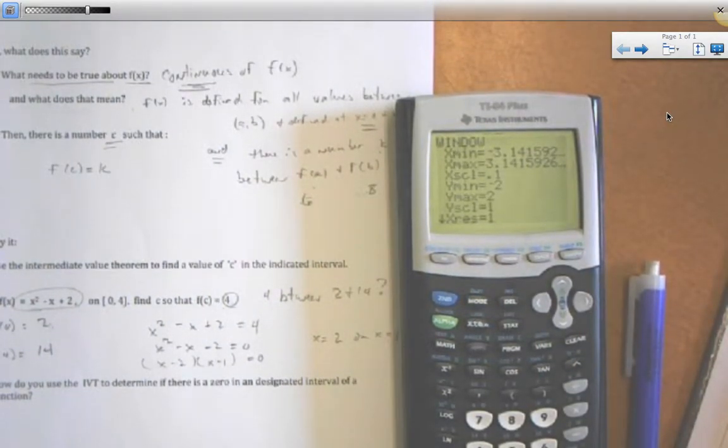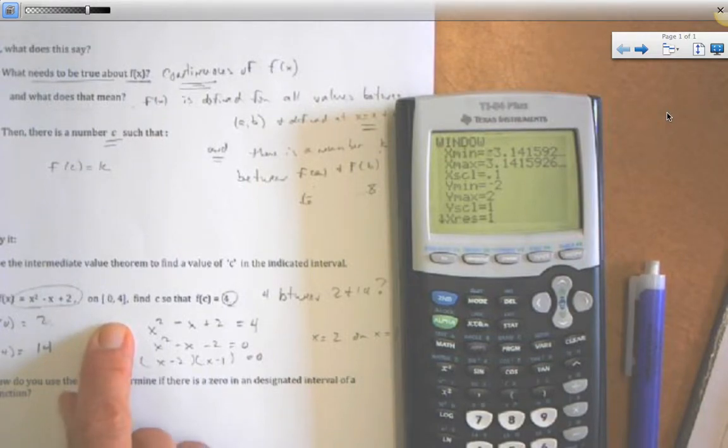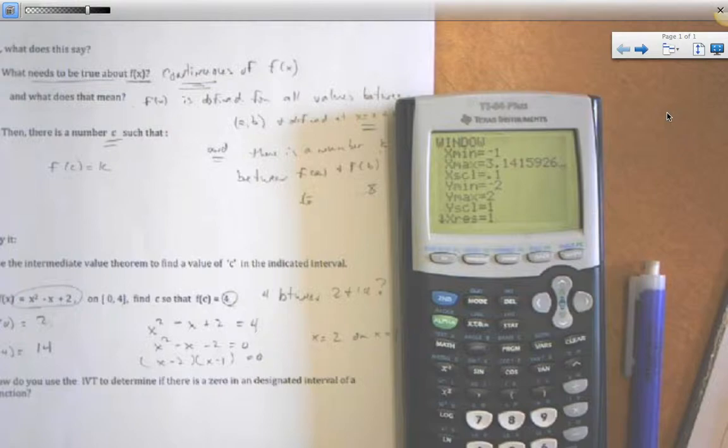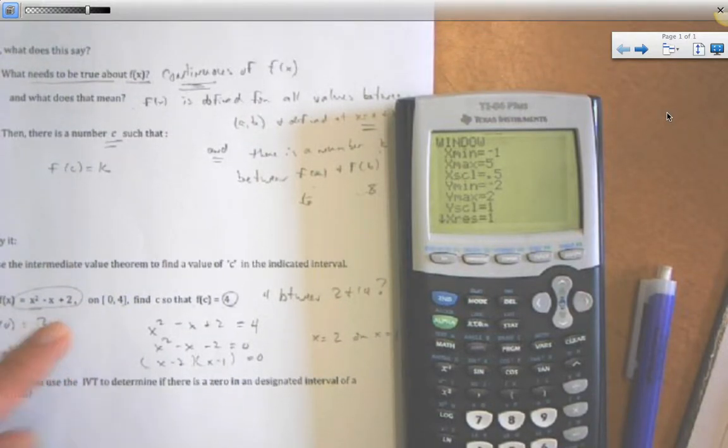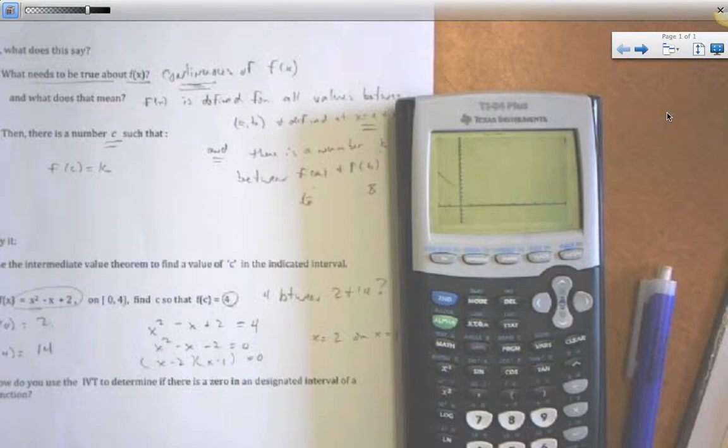Let's make it a nice window. We're only looking between 0 and 4, so let's let our x min be -1. Our x max be 5. Let's let our x scale be 0.5. All right, this is a function. This is a quadratic. Its y-intercept is 2, so let's let our y min be -2. That's good. And our y max, let's go to 8, and let our y scale be 0.5. Let's graph that. So here's a nice little parabola.